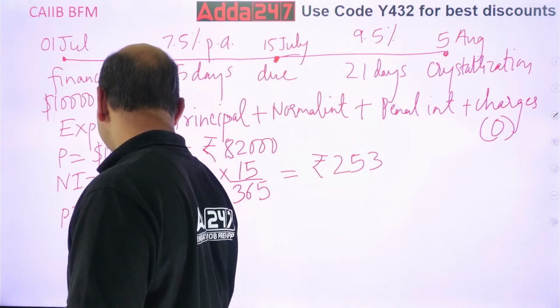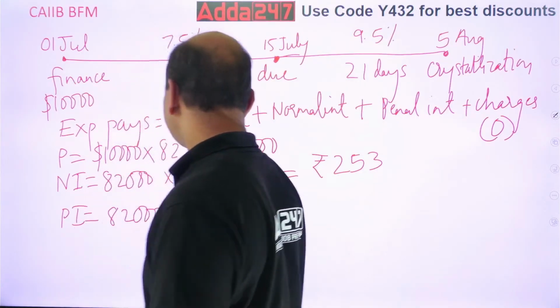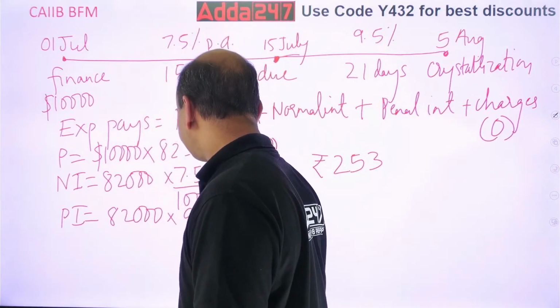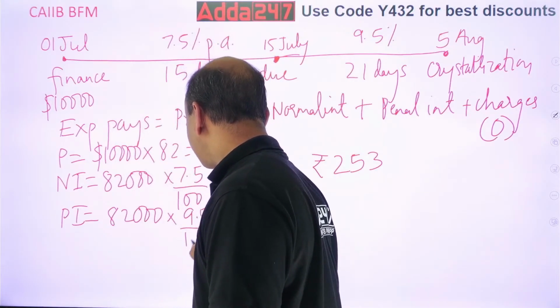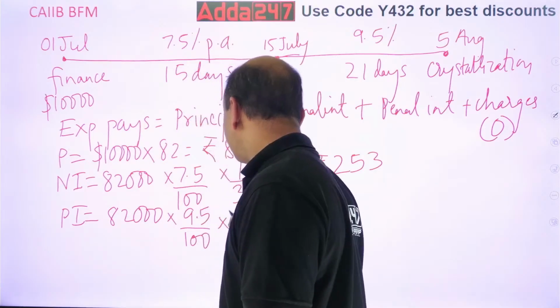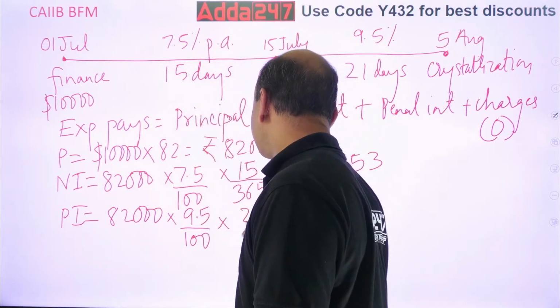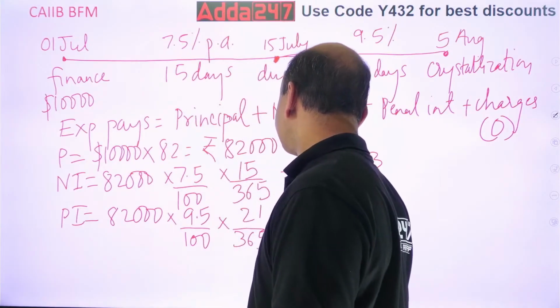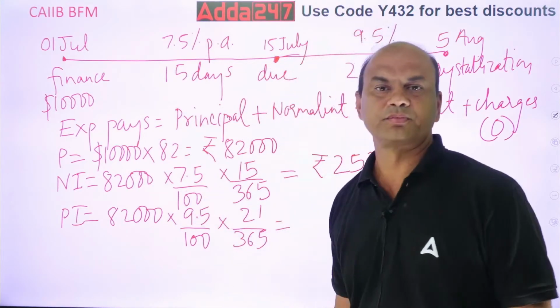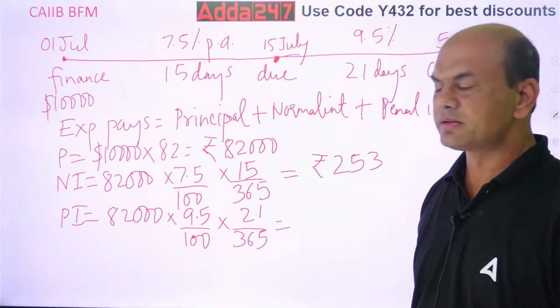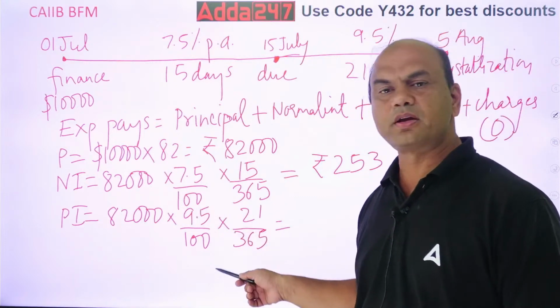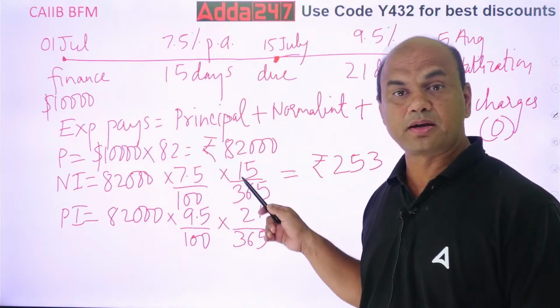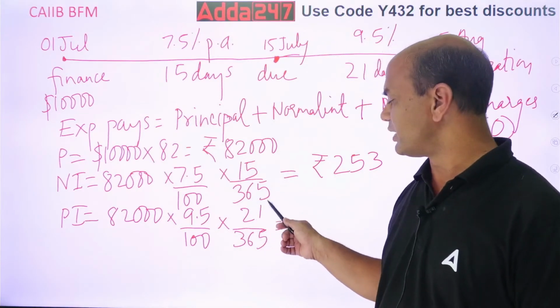82,000 into 9.5 upon 100 into 21 days now, 21 upon 365. Try this: 82,000 into 9.5 upon 100, because 9.5 is the penal interest, into 21 upon 365.